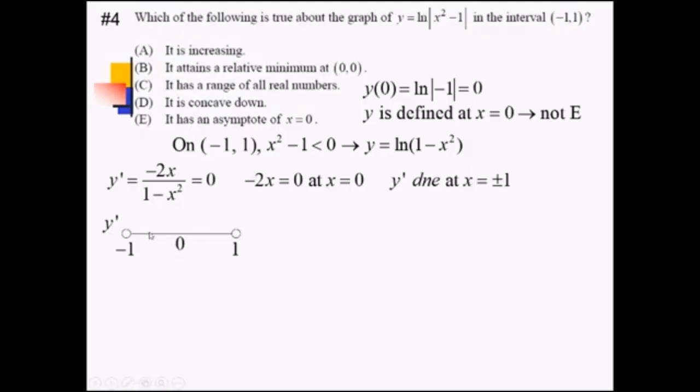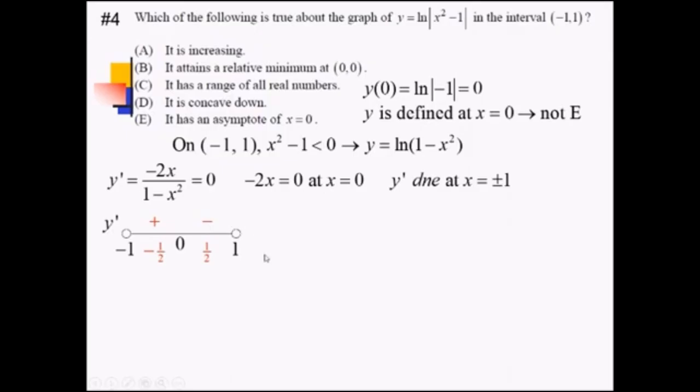So testing something between negative 1 and 0, like negative 1/2, plugging that in here, that's going to give me a positive in the numerator, and I've got 1 minus something less than 1, so that's going to be a positive in the denominator, positive overall. Testing something now between 0 and 1, how about 1/2? Negative numerator, positive denominator, gives me a negative overall.